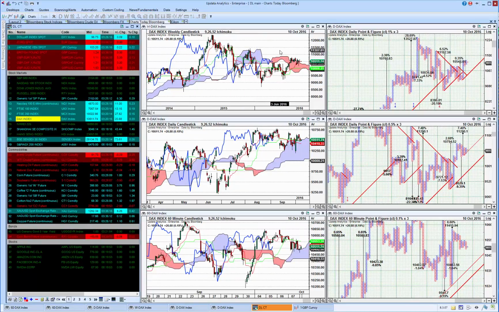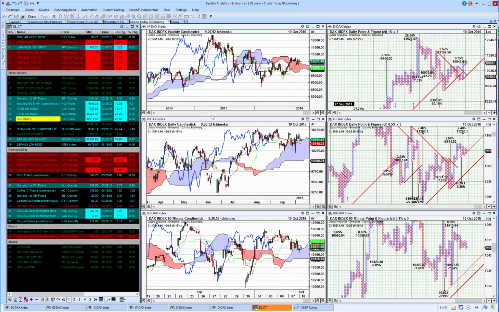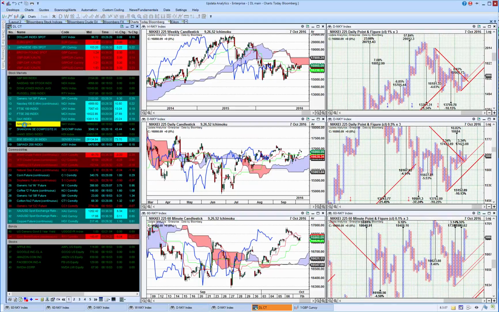Here we see the DAX still bearish on the weekly. We're not quite above the lagging line, so a bit of a bearish picture there. We have got downside and upside targets. Bullish on the medium term, and upside potential of about 7.4%. That's what we call the cluster 2 targets to that same area, and we're bullish on the 60-minute as well.